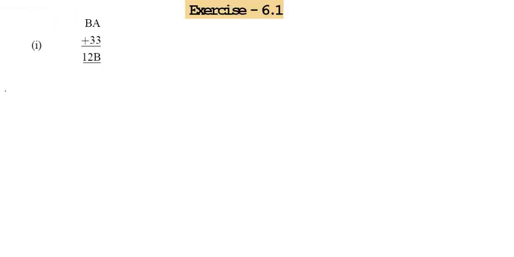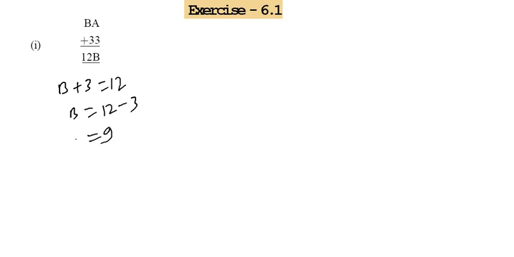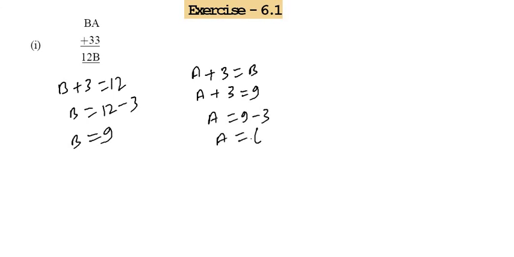Let us see the next question, exercise 6.1. Let us start. In this question you have to see B plus 3 is equal to 12. So first of all, B plus 3 is equal to 12. So B will be equal to 12 minus 3, that is 9. So B becomes 9. Now A plus 3 is equal to B. So you have to write A plus 3 is equal to B. So what will happen? A plus 3, B is 9. So A will be equal to 9 minus 3, that is A is equal to 6.